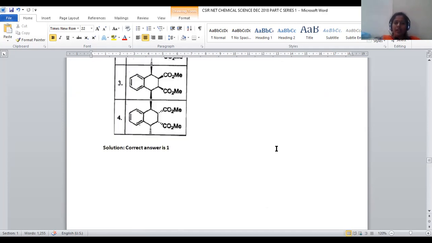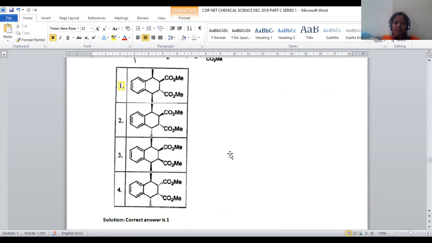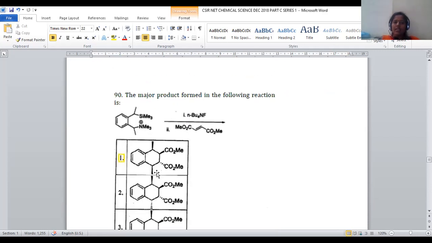So in this way, we have to find the product in this manner. Here two methyls are towards the viewer. This is the correct one. Here one methyl is towards and the other is away. This is not correct. Here all the methyl groups are towards the viewer. Here two methyls are anti with respect to each other. That's why only option number 1 is satisfying the statement. So for question number 90, option number 1 will be the right answer.